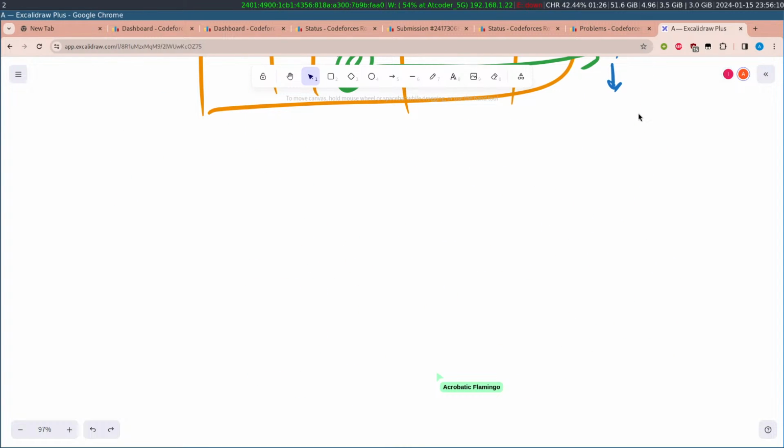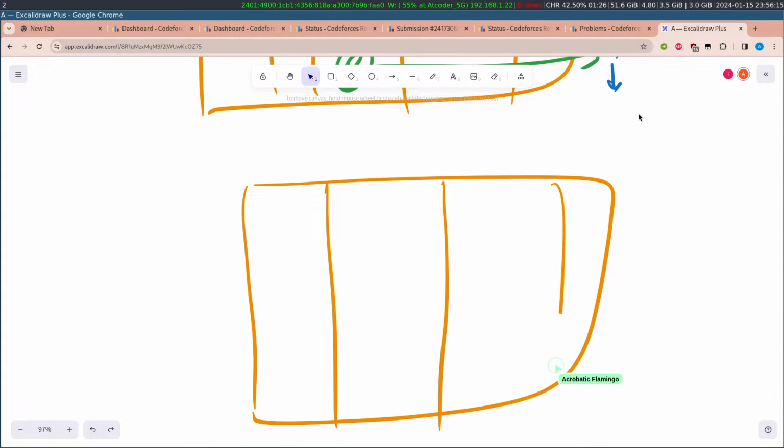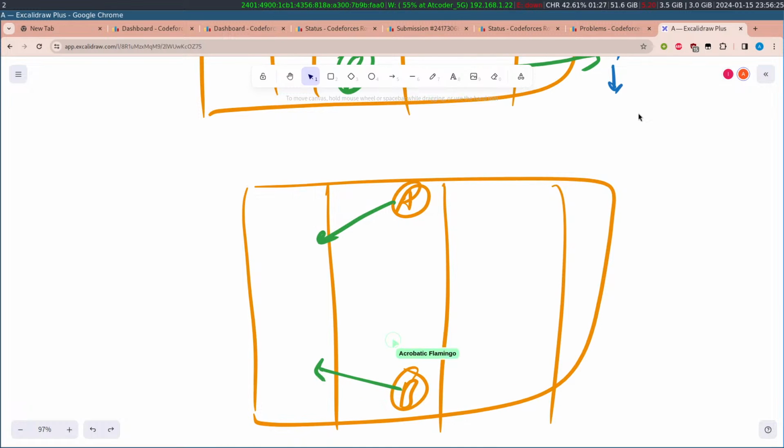If both of them have the same coordinates, then you can just repeat it. If Alice moves right, Bob moves right. If Alice moves left, Bob moves left. So in this case, we know for sure that Bob will be able to catch Alice.